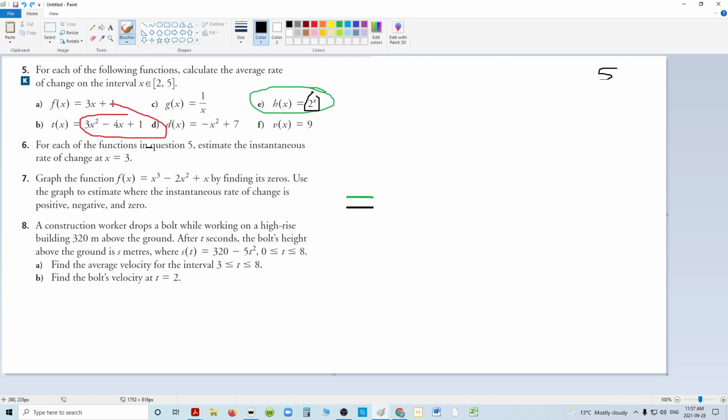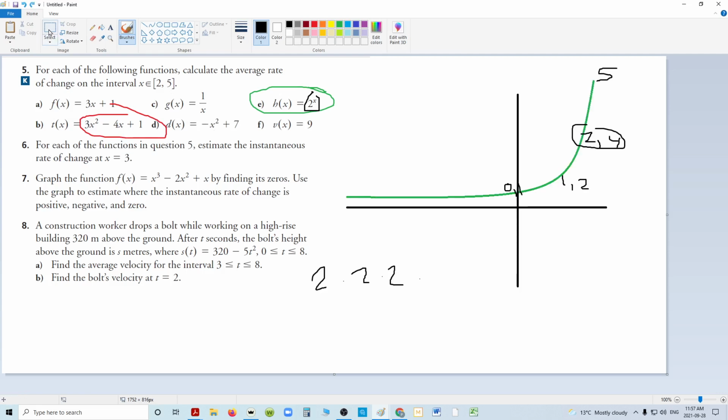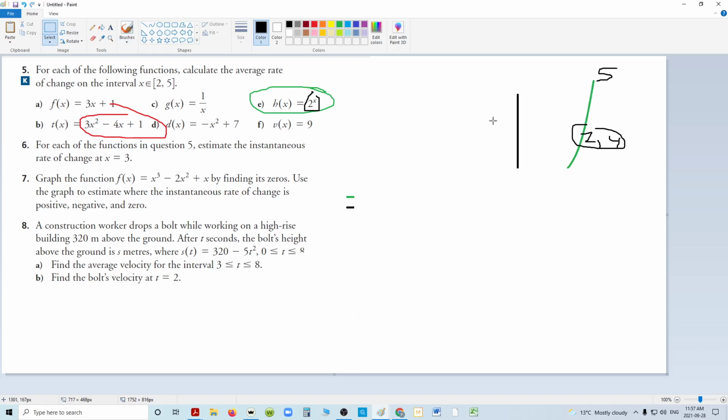For each of the functions specified, estimate the instantaneous rate of change at 3. 3 isn't quite in the middle of it, but we can go for it. First of all, instantaneous rate of change for lines will be the same no matter what. So the answer here is 3 and 0, because rate of change, whether it's average or instantaneous, is the same.